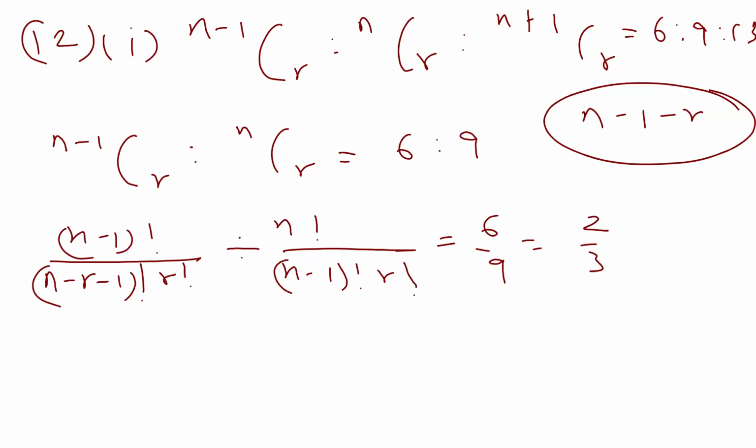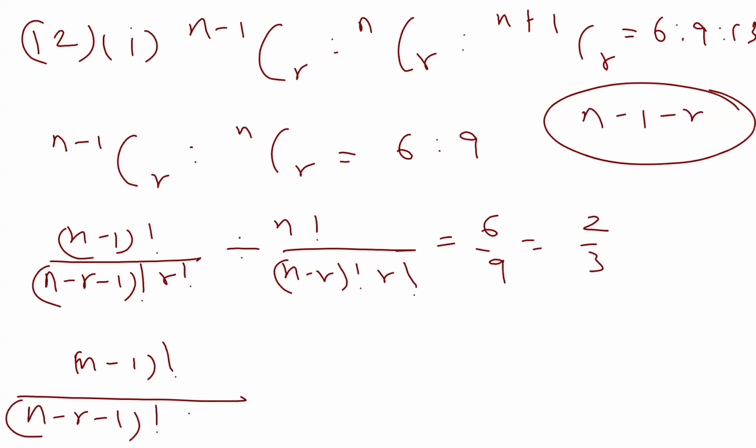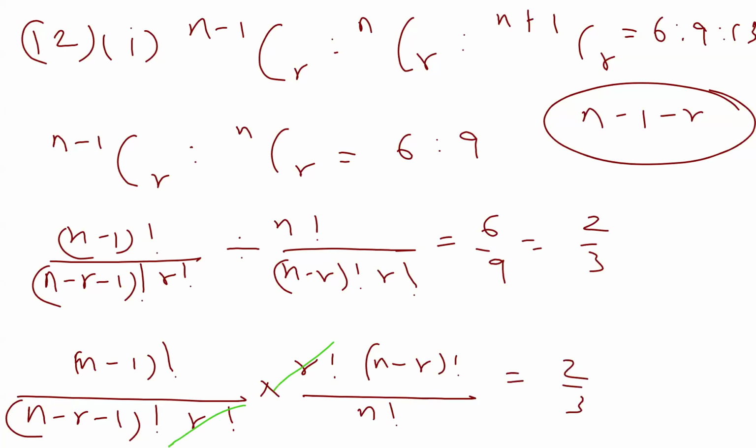Now, okay, so here it is N minus R, sorry. So (N minus 1) factorial upon (N minus R minus 1) factorial into R factorial. Take reciprocals: R factorial into (N minus R) factorial upon N factorial. Now some terms are getting cancelled. R factorial got cancelled, and we are left with 2 by 3 over here.